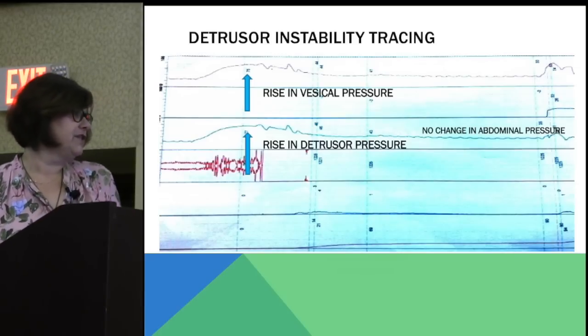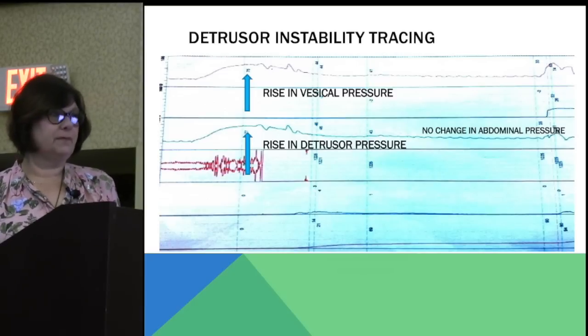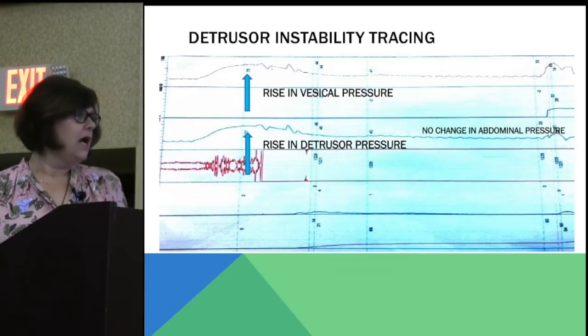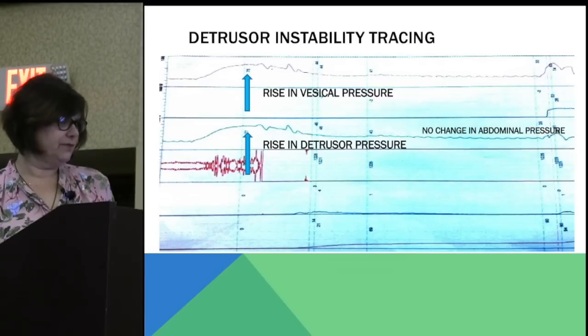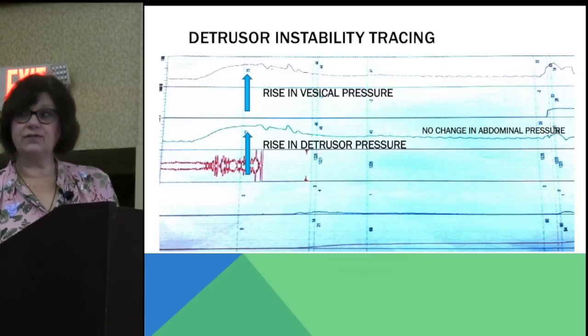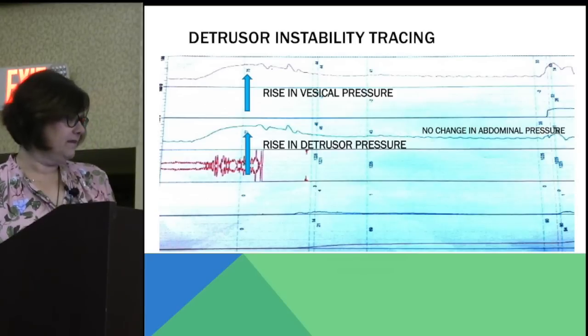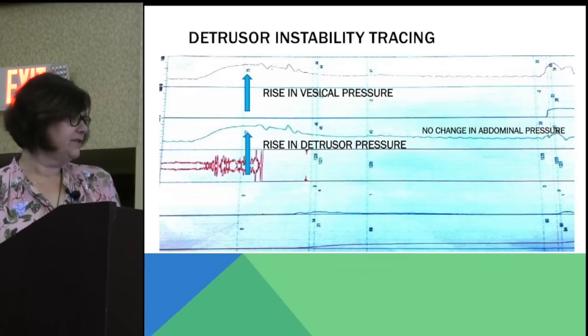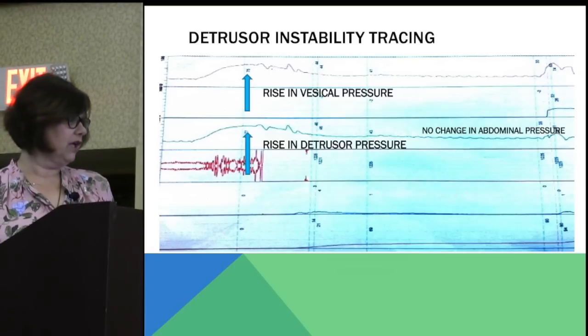Okay, so this is a depiction of a detrusor instability tracing. So this is someone whose bladder is being filled, and all of a sudden they're having a bladder spasm. You can see a true bladder spasm is a rise in the vesical pressure and a rise in the detrusor pressure, and the abdominal pressure stays steady. Okay, so you can see that there. You can see a rise in the vesical and a rise in the detrusor. And the abdominal pressure, the line that's flat in between, stays very normal looking.